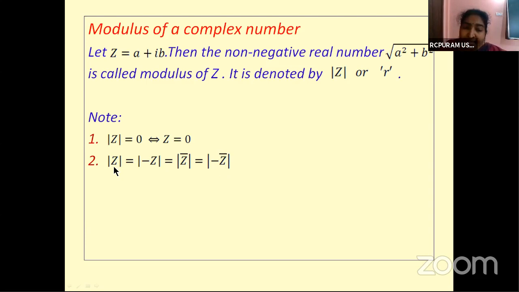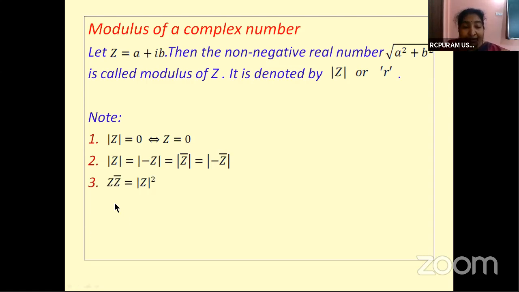Now, suppose let us think that z is a plus ib, which we have taken here. What will be minus z? Minus z will be minus a minus ib. Minus a whole square plus minus b whole square gives you the same thing again. Now, if you take the conjugate of a complex number, what is the conjugate? a minus ib, isn't it? Again, you take the modulus and check. It is a square plus minus b whole square. It's again root of a square plus b square. So we are taking a relation in general like this.